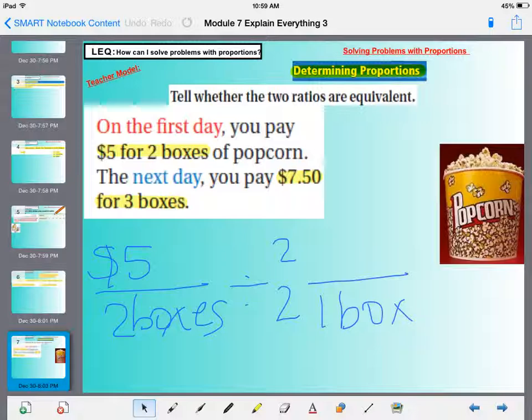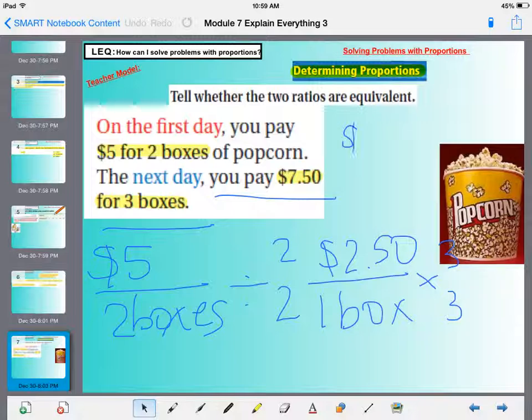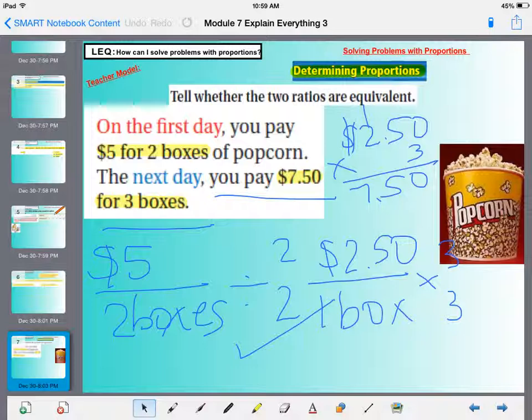And so $5 divided by 2 is $2.50. And so I am paying $2.50 for 1 box. Now I want to see if this is proportional. If I pay $7.50 for 3 boxes, well, if I go ahead and multiply by 3, $2.50 times 3 is $7.50 for 3 boxes. And so the answer here is that yes, these two ratios are equivalent or they do form a proportion.